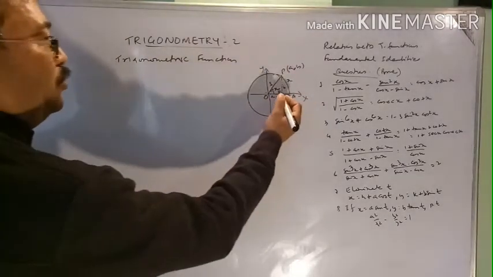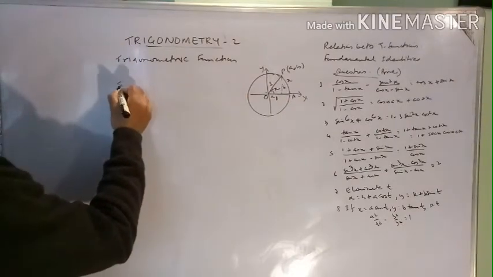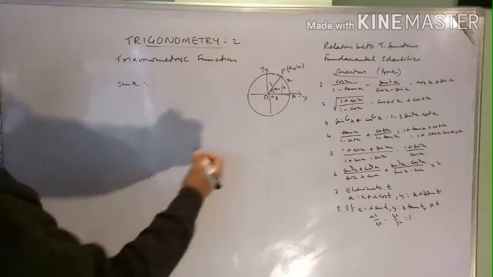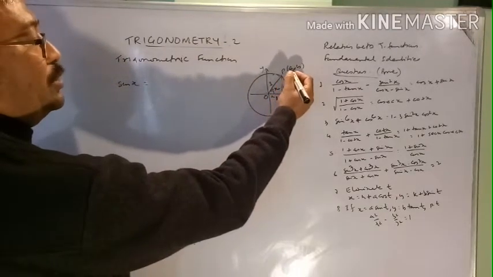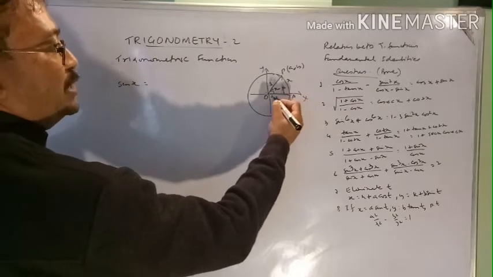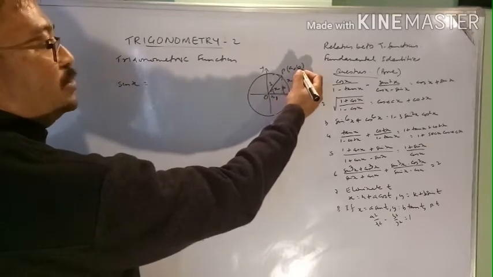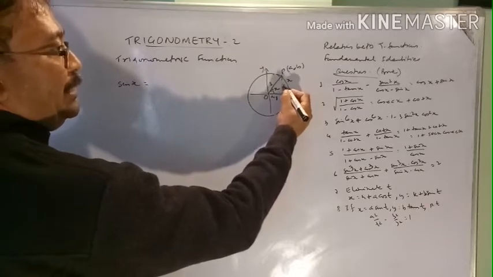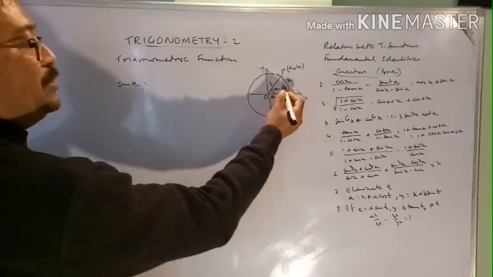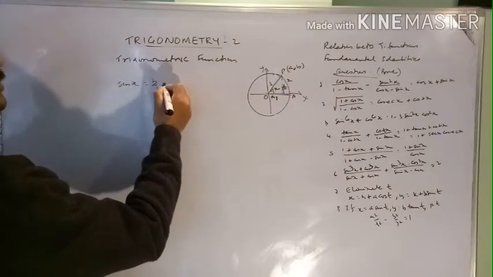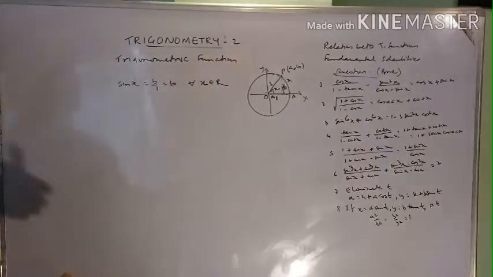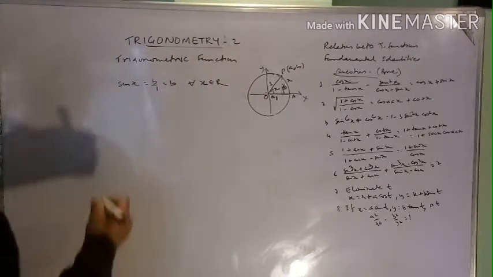Then sine x is, you know, perpendicular by hypotenuse. Coordinates (a, b) means the x coordinate is a and the y coordinate is b. So sine x is b by 1, that is b, for all x belongs to R. For any x, sine x equal to b.